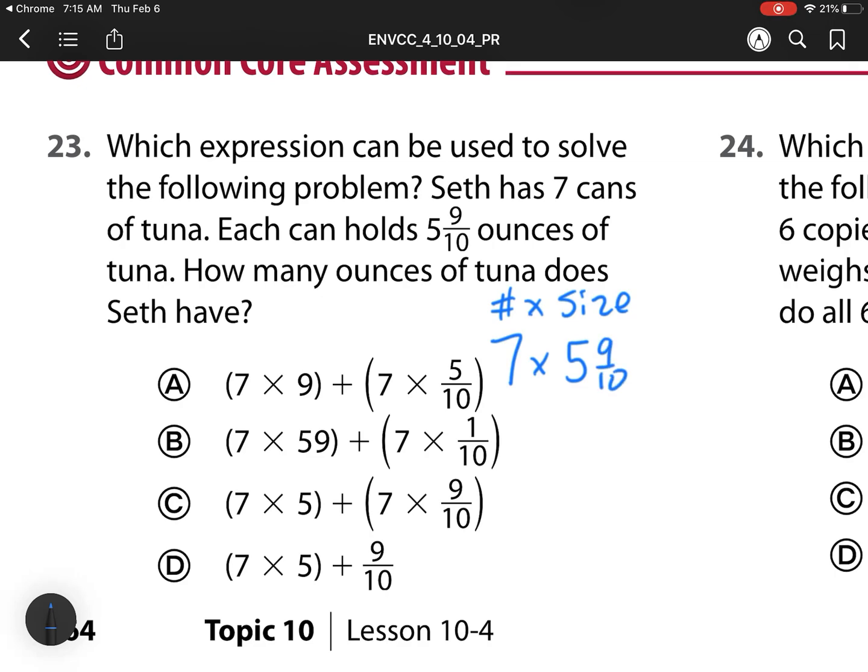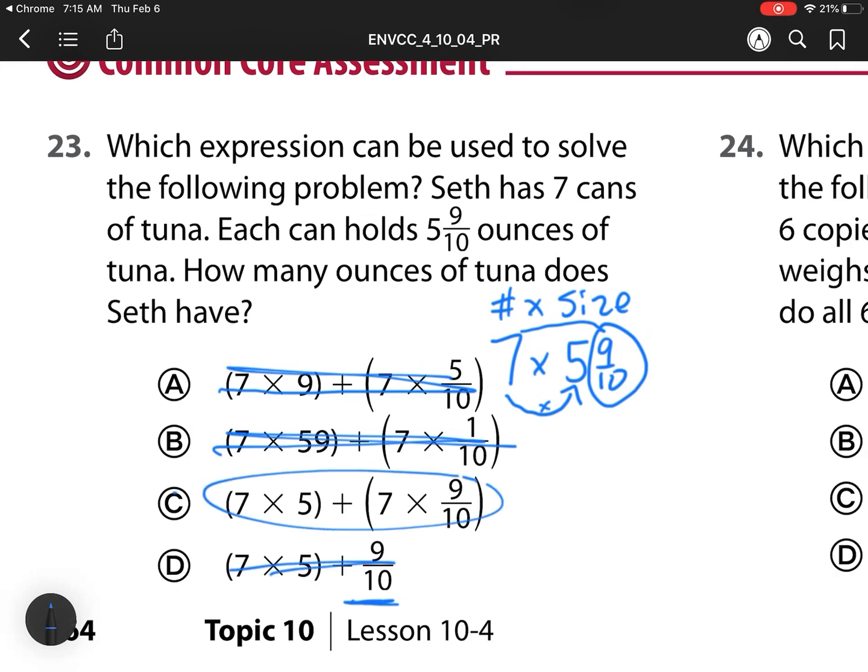So I need to see if any of these match that. And it's not, so it's broken up. So now I need to figure out how they break it up. Well, again, remember, it's always my 7 groups of 5, and then I'm having 7 groups of 9/10. So what I see here is this is 7 groups of 9, which is not what I need, and 7 groups of 59. So what I'm left with are these two. So here I have my 7 groups of 5. And here, though, I don't have 7 groups of 9/10. I just have 9/10. So my only answer is C, because I have 7 groups of my whole numbers, 7 groups of my fractions.